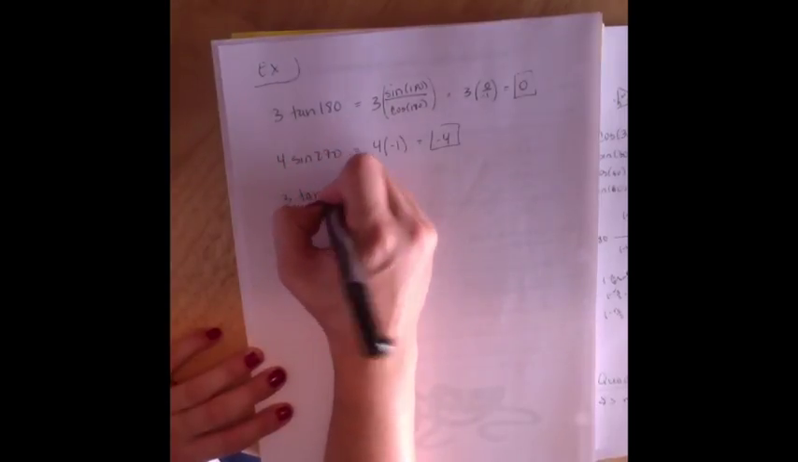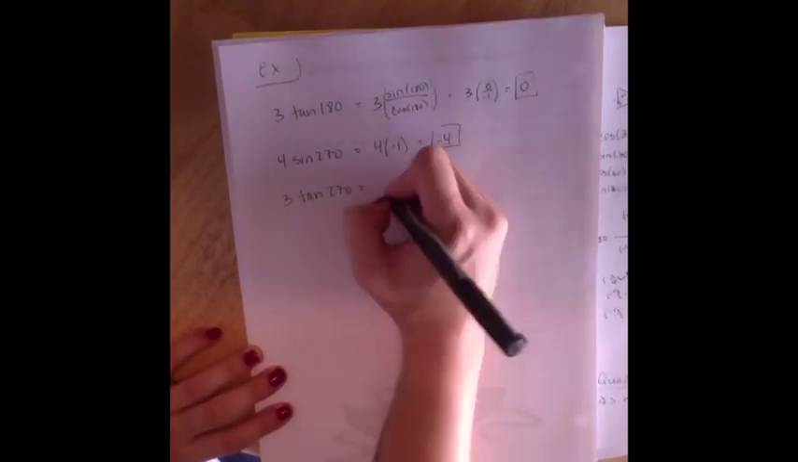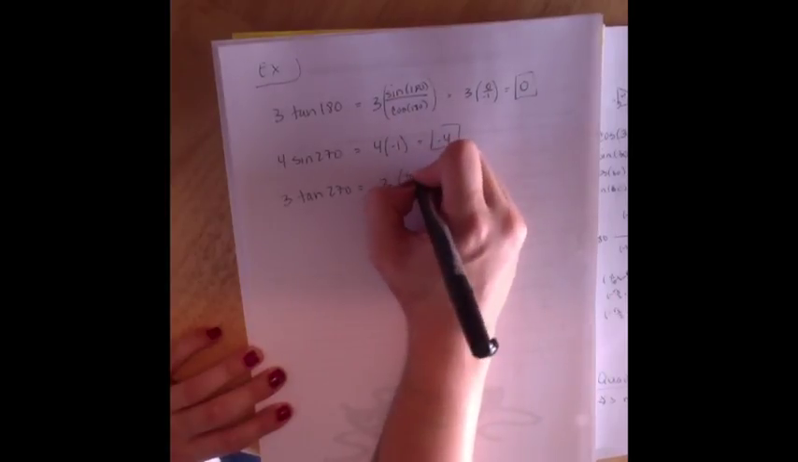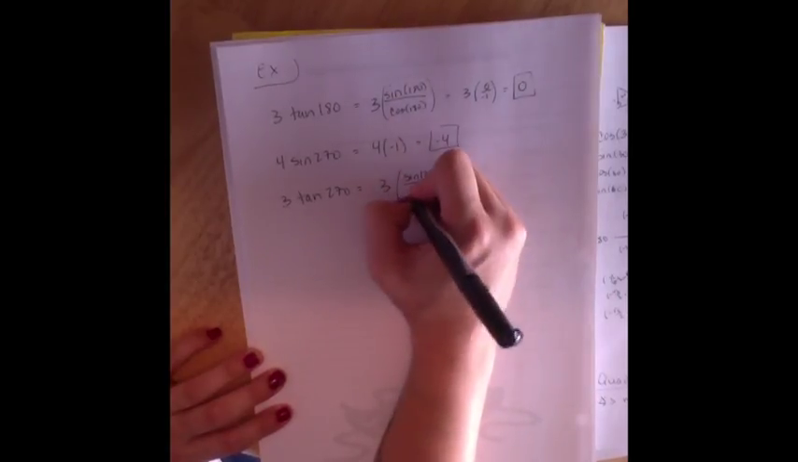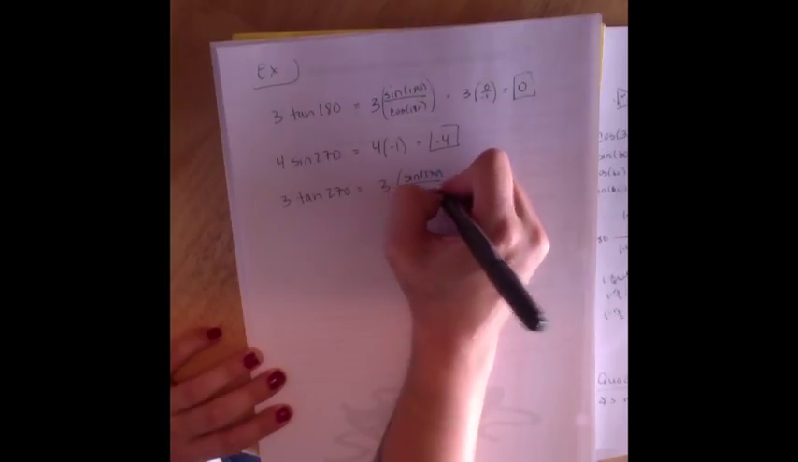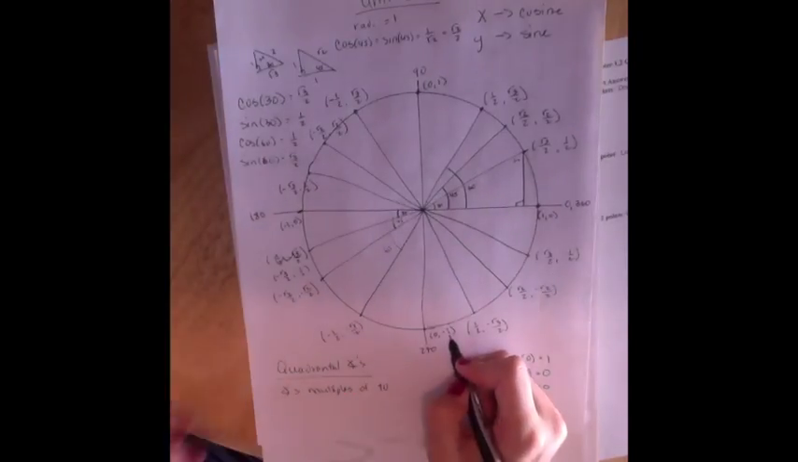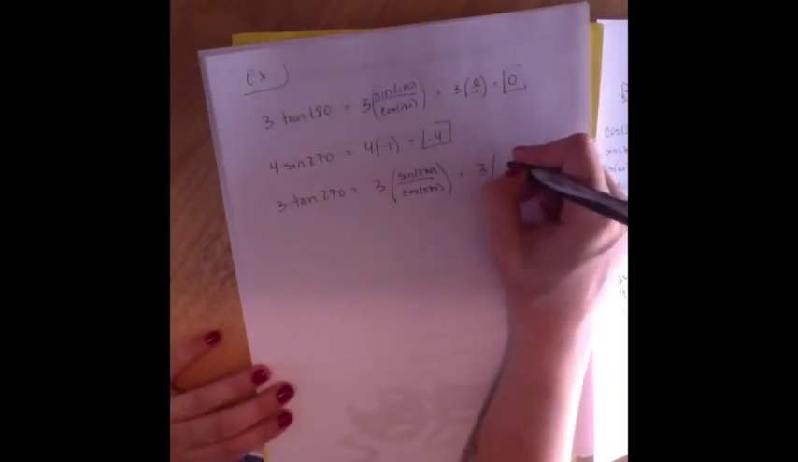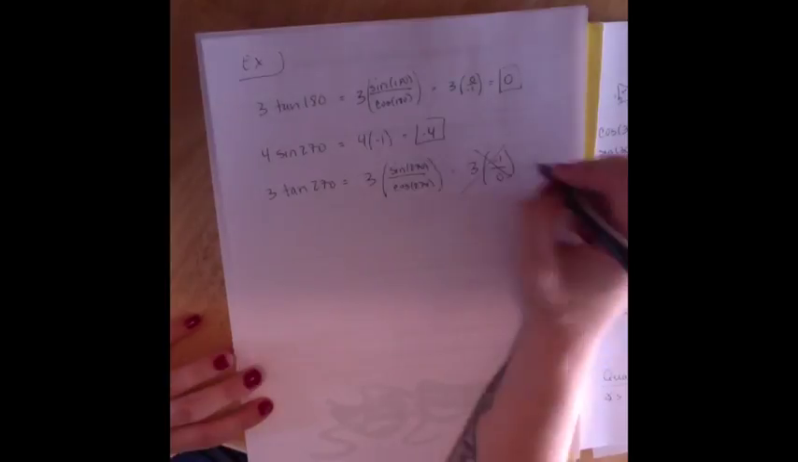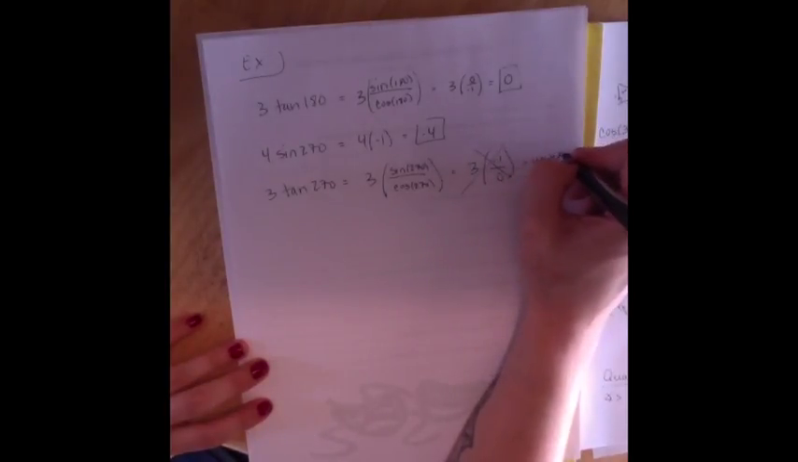How about 3 tangent of 270? Again, that's saying 3 sine of 270 over cosine of 270, which is 3 times, if we look at 270, the sine of 270 is -1, the cosine is 0, so I have -1 divided by 0, and we know we can't divide by 0, everything blows up, so we say it is undefined.